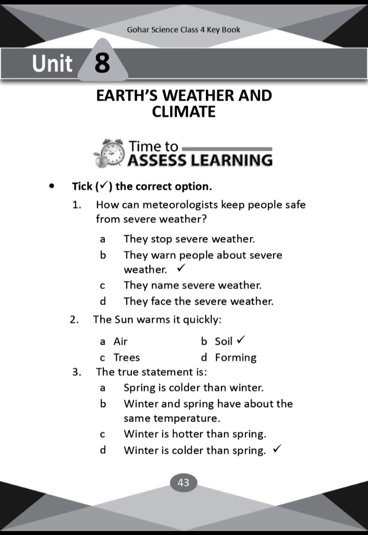2. The sun warms it quickly. A. Air. B. Soil. C. Trees. 3. The true statement is: A. Spring is colder than winter. B. Winter and spring have about the same temperature. C. Winter is hotter than spring. D. Winter is colder than spring.